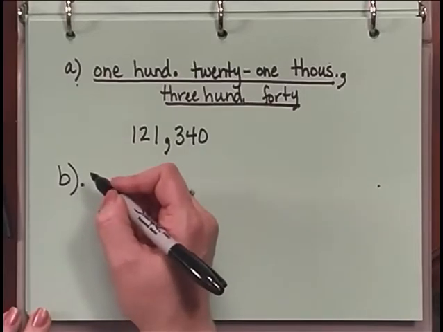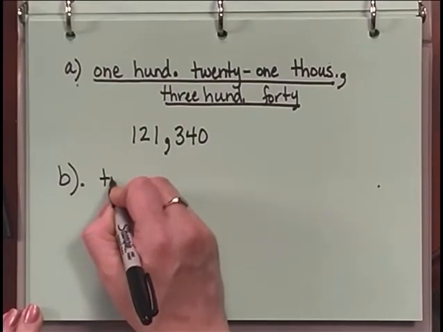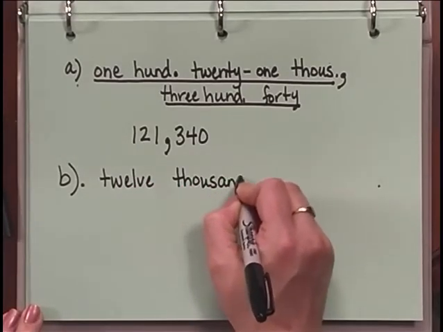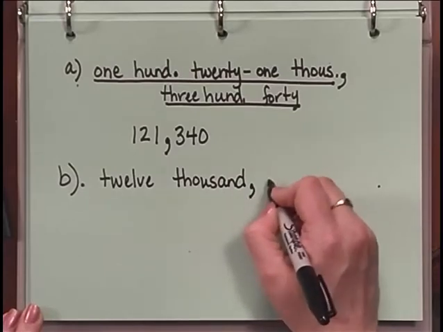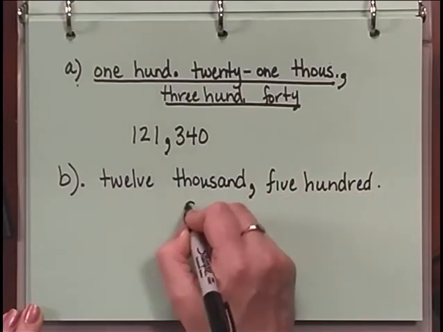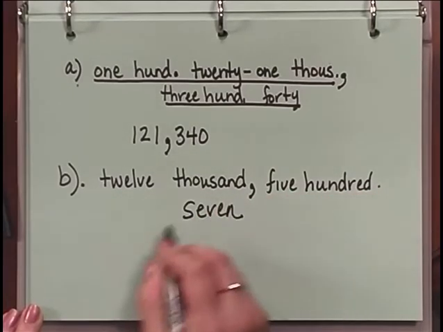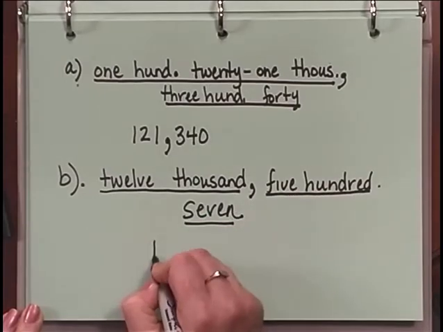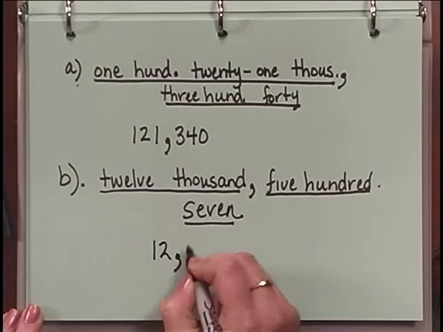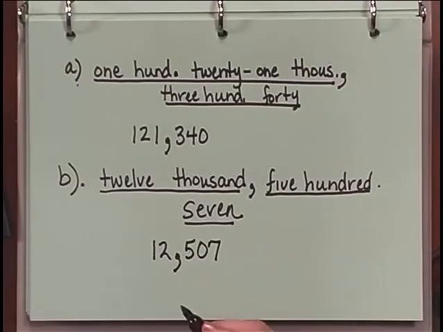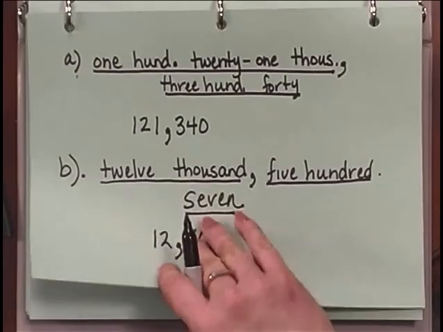Okay, let's try B. In problem B, we're asked to write the number for 12,000, 507. Okay, so this also will have two parts. It has our thousands part and it has our ones part. 12,000 would be 12 followed by a comma. 507 is 507. So 12,507.